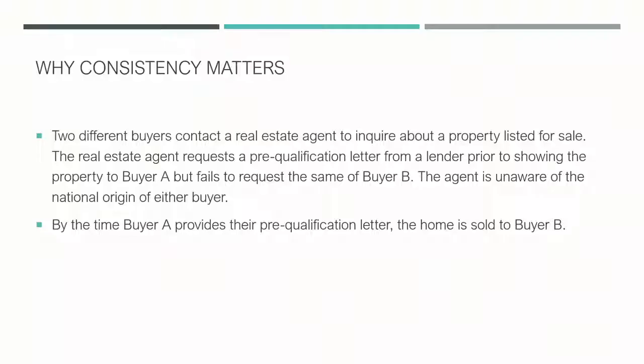Now, why I find this scenario interesting is because I think most fair housing violations are unintentional. The agent has absolutely no malicious intent, but it's that lack of consistency that can lead to issues later down the road. So by the time buyer A provides their pre-qualification letter, just to build on our scenario, the home is sold to buyer B. Has a fair housing violation actually occurred? So the answer is likely yes.